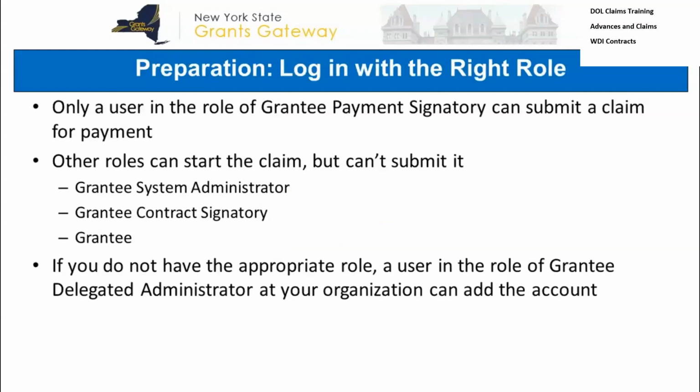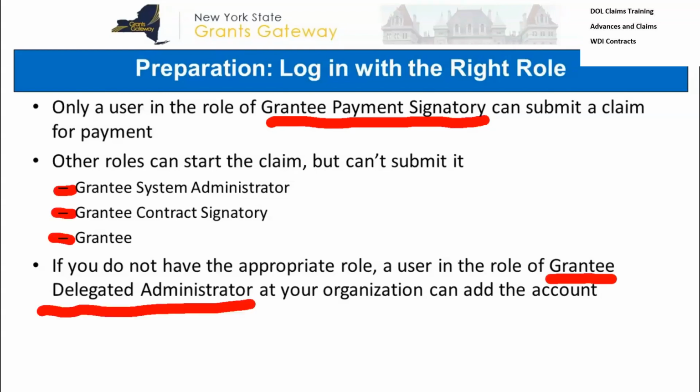So I talked earlier about logging in with the right role, and this is really important. You have to be in the role of Grantee Payment Signatory to be able to submit the claim. Now, that doesn't mean that's the only person that can start the claim, as you can see down here below. So the other roles that can start the claim but can't submit it: the Grantee System Administrator, the Grantee Contract Signatory, and the Grantee. Again, those users can start it, they just can't submit it.